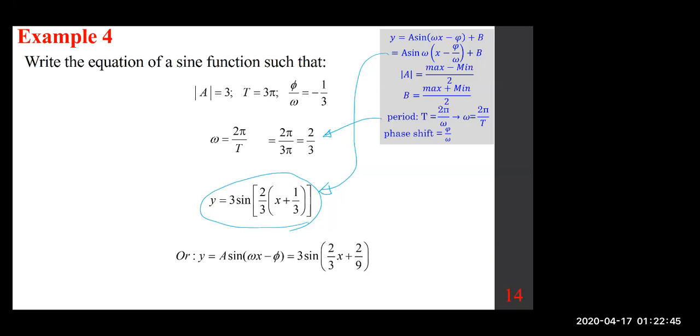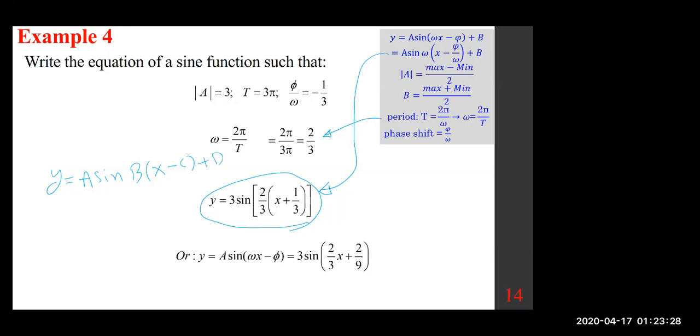The other thing I want to add, and that's extremely important, the way you write this in some texts, they use different lettering. So I'm going to write one example that I've seen. For example, you might see y equals a sine b times x minus c plus d.